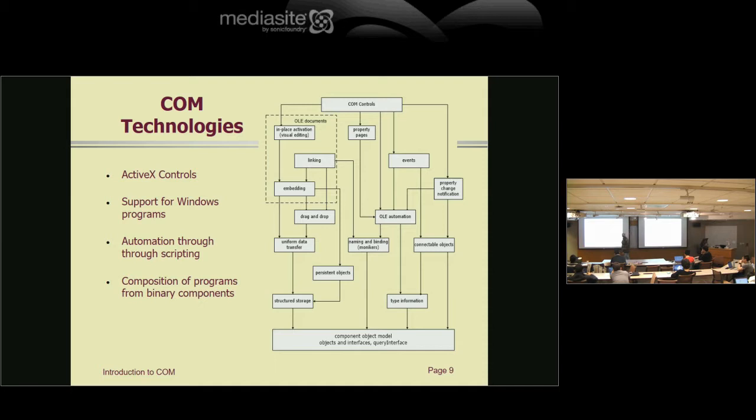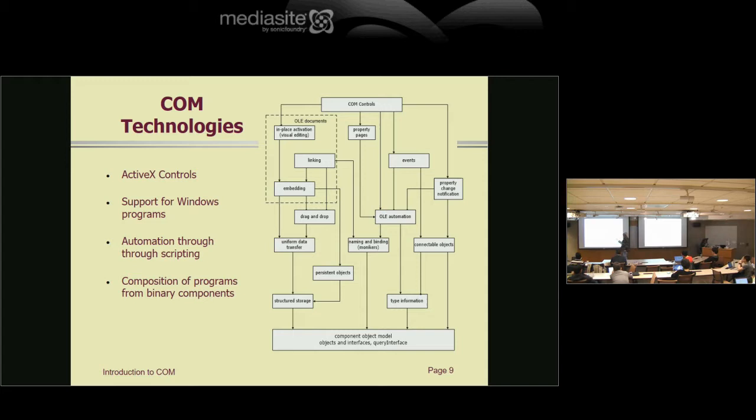So from linking, there is naming and binding, that's monikers, desktop shortcuts and symbolic links and junctions and all those nice things from Windows, you know. So there is type information. This is the beginning of reflection.